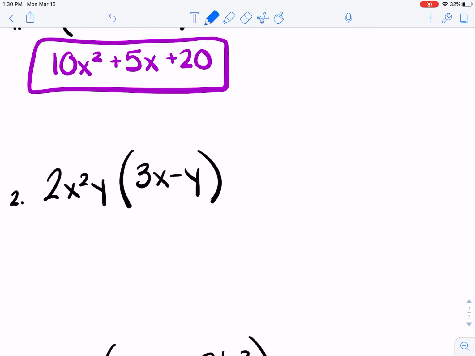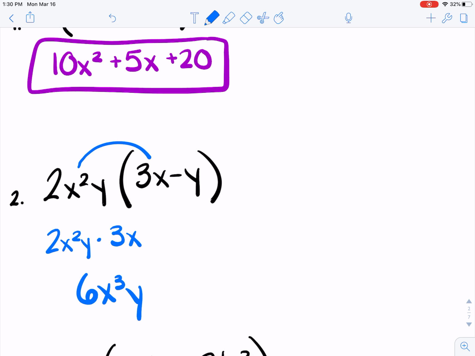Now, I just got more variables in this one, but the concept is the same. First, I'm going to multiply 2x squared y times 3x. That is going to give me 6x cubed times y. Again, I multiply the 2 and the 3. That gave me the 6. X squared times x gives me 3 x's total, so that's why it's x cubed. And then I have a y.